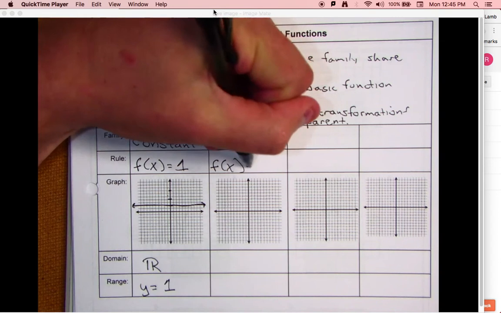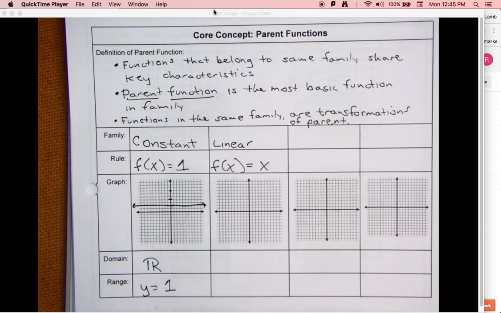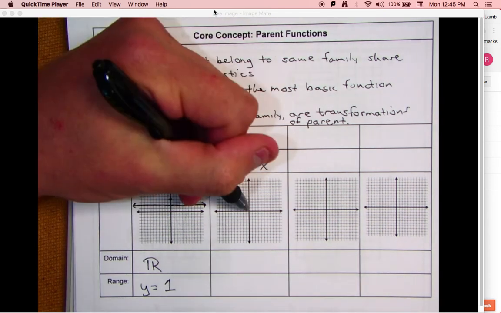The parent function, or the parent rule, is f of x equals x, or y equals x. Now what does that mean? Think about points. If x is 1, y has to be 1. So 1, 1, 2, 2, negative 5, negative 5. As far as the graph, what does that look like?